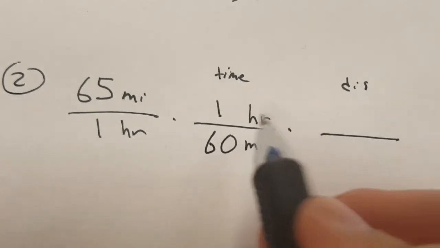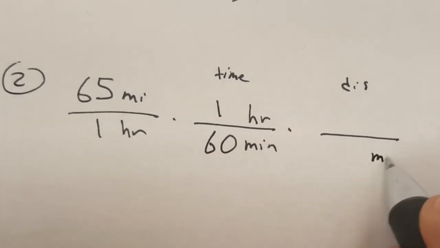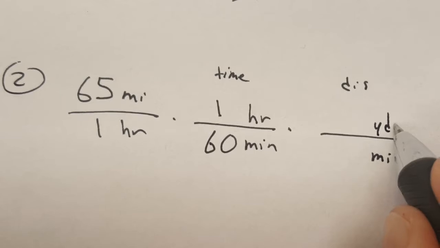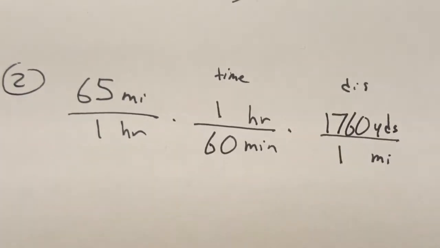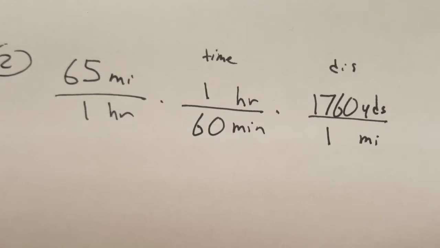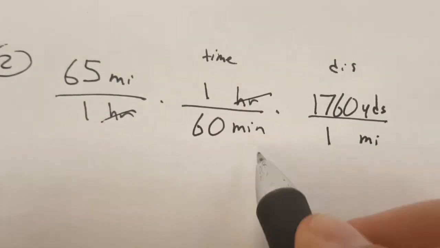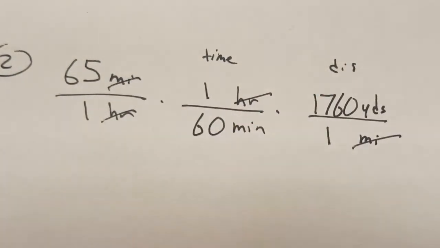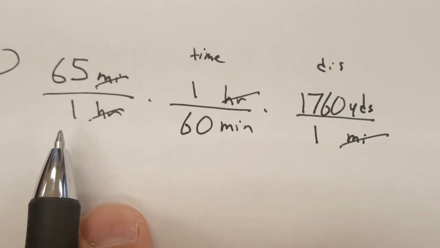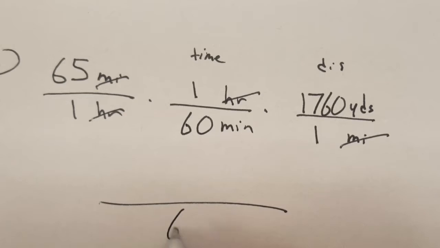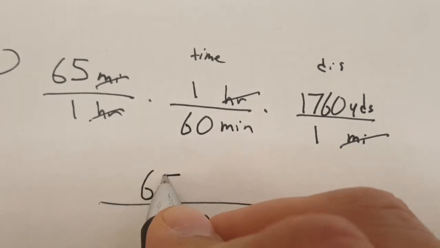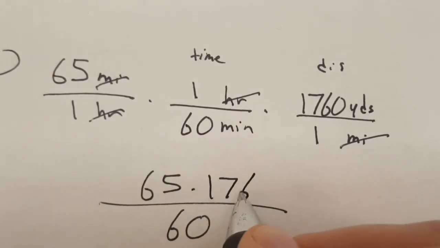Okay, let's see, miles, I want to get rid of the miles, and turn them into yards. 1 mile is 1760 yards, I believe. Let me double check here. Yep, I am correct. Okay. So let's see what cancels. Goodbye. Goodbye. Okay, let's multiply straight across on top. This is actually not too bad of a conversion because there's already a 1 on the bottom, so we just have a 60 on the bottom. Then we got to go 65 times 1760 right there.